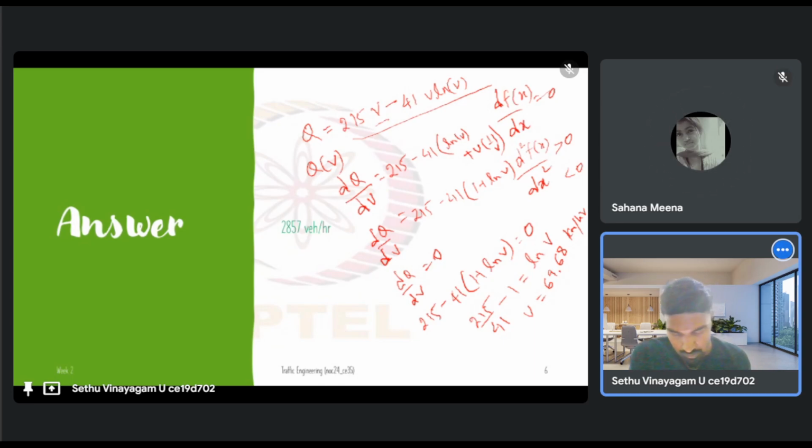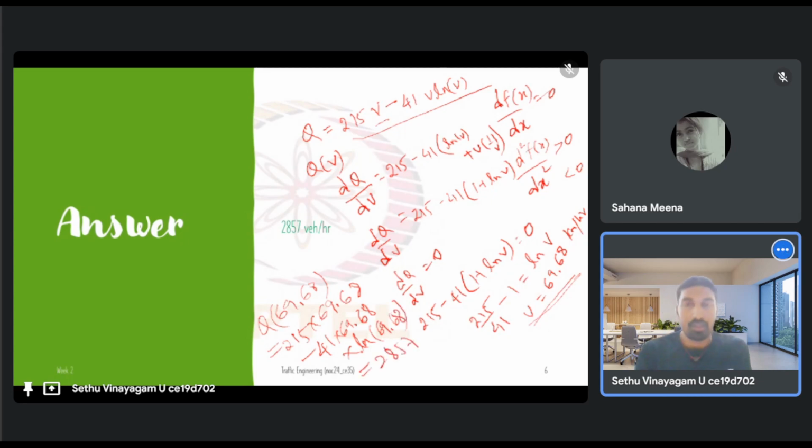Yes, sir. So now our question asks us to find the maximum value of q, which means we have to plug this value of v back into our equation, right? So q at v equal to 69.68, what is the value of q? That is the maximum flow, which is 215 times 69.68 minus 41 into 69.68 times the log of 69.68. So this comes out to be 2857. Okay, so that's how we find the maximum flow.